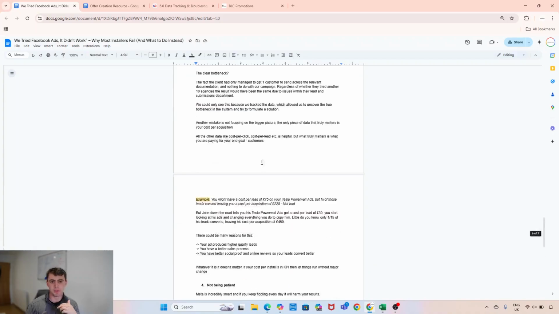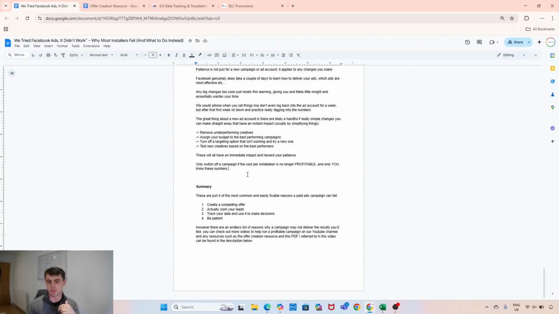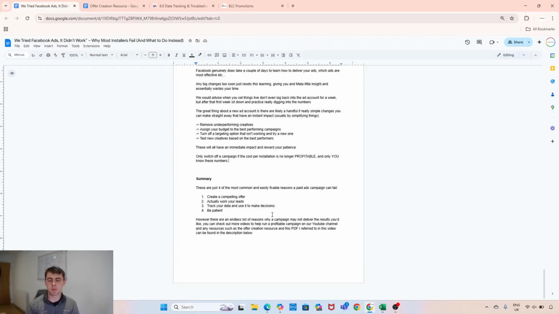As we touched upon on the data side of things, only switch off a campaign if your cost per install is no longer profitable. Other than that, you should keep tweaking things, seeing what's working, and working on your campaign. So to summarise, these are just 4 of the most common reasons that a paid ads campaign can fail. There is an endless list really of why.